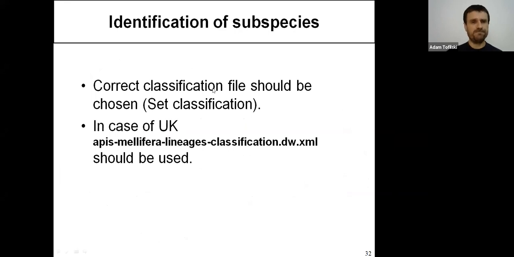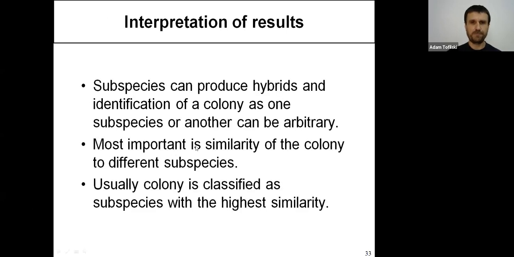But also before, I should explain that you should use a proper classification. So in the software, you will use set classification. And in case of UK, you should use Apis mellifera lineages classification. There's also subspecies, but in case of United Kingdom or mellifera in general, you should use this lineages, because in case of subspecies, the interpretation of results will be more difficult.